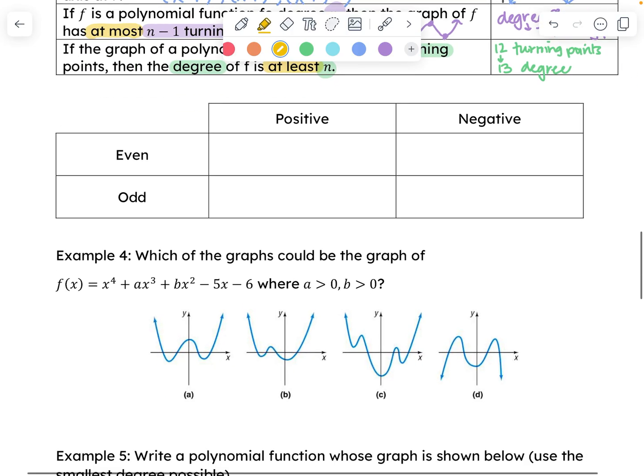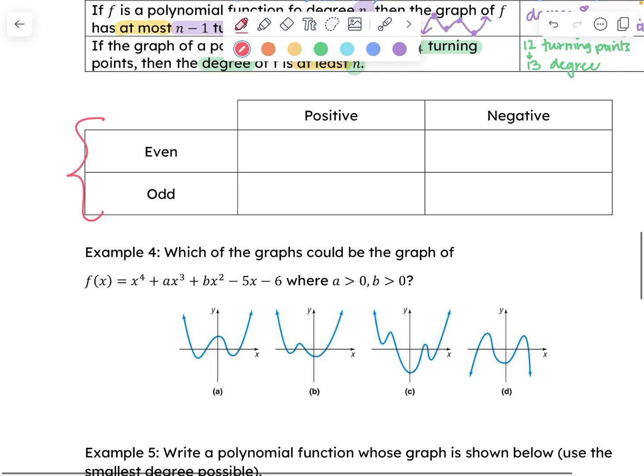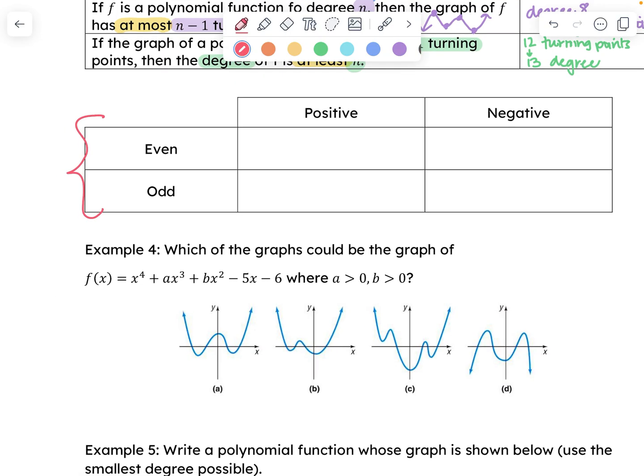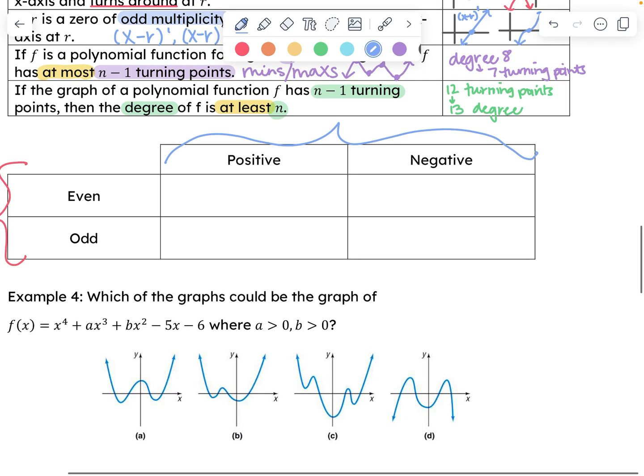And then the other thing about polynomials is that based off of the total degree of the polynomial, you can kind of figure out what the end behavior is going to look like. And that's kind of what this table is right here. So this right here is talking about the total degree. And when I'm talking about positive and negative up here, this is talking about the leading coefficient.